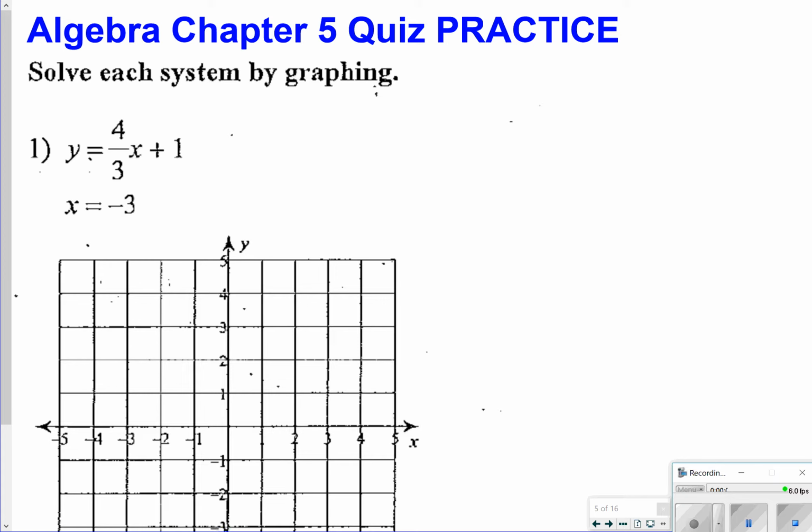Hey again, this is going to be your Chapter 5 quiz practice for Algebra 1. Let's go ahead and get started. So this is the practice quiz you got from me earlier in class.